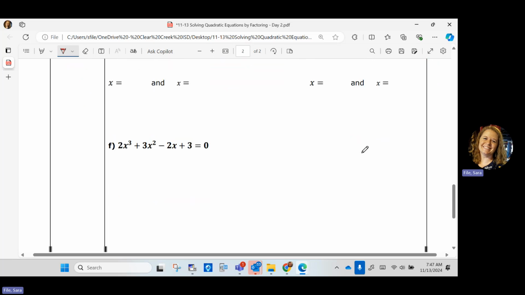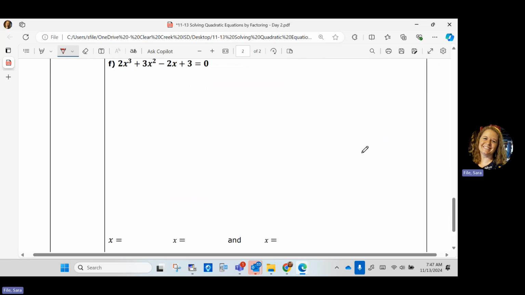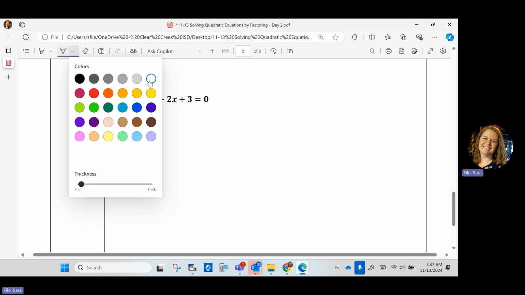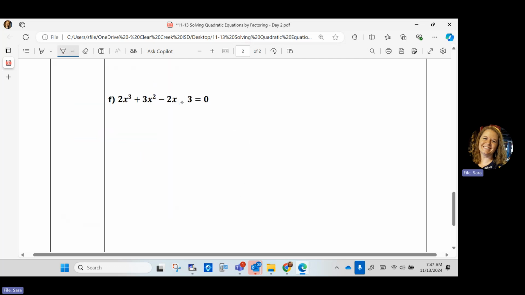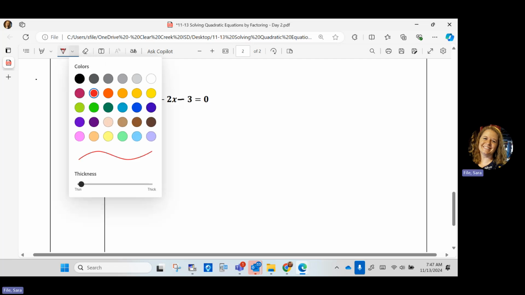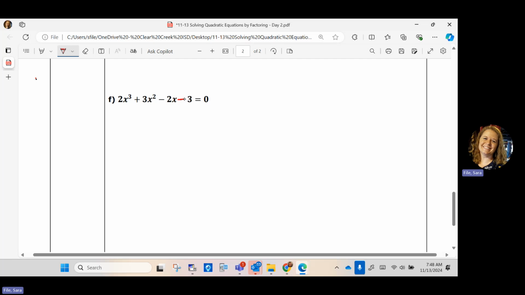All right, let's take a look then at F, last but not least. Okay, so this one has 4 terms, and actually there is, I think, a typo here. So everybody with me, we're gonna fix this. Right here in front of the 3, instead of a plus, that is supposed to be a minus. So go ahead and change that. Put it in red. This is what I changed. I made that a minus right there.